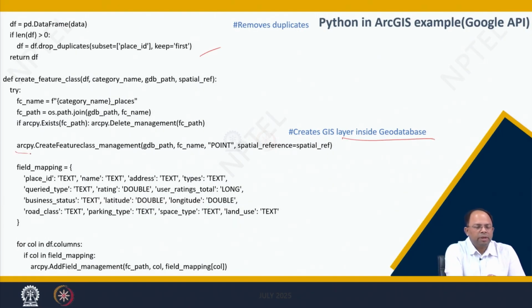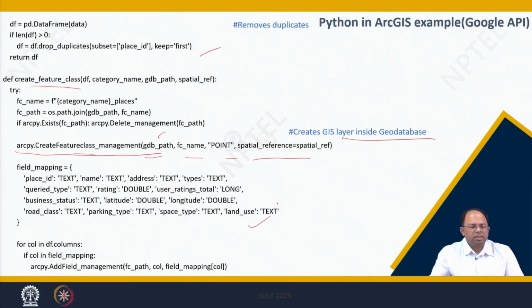Now this is where we are doing that. This is the function def create_feature_class. It creates the GIS layer inside the geodatabase. CreateFeatureClass_management takes the GDB path, which is the database path, the FC name, point, and the spatial reference, and all these help us in creating that particular GIS layer. The layer has place ID, business status, road class, and something called query type. Those are the ones which are getting stored.